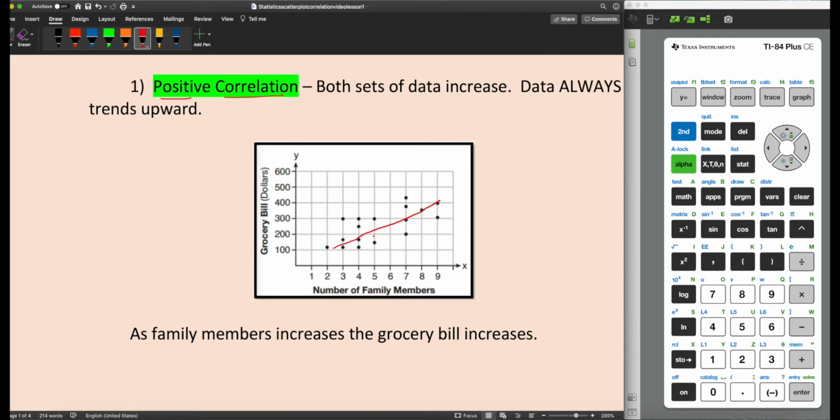If we were to evaluate this, we would basically say, as the number of family members increases, the grocery bill also increases. If you look here, a family of two costs a little bit over $100 for groceries. Then look at a family of, say, 8 or 9. Now it's much more expensive, $350, $400 for groceries. So that's basically what this scatter plot is showing. As family members increase, the grocery bill also increases. This is always what a positive correlation looks like.